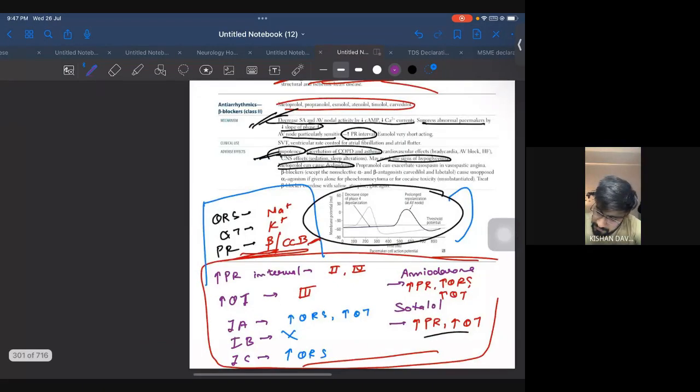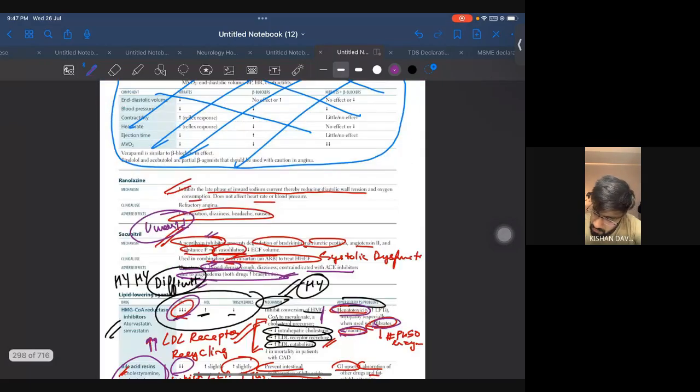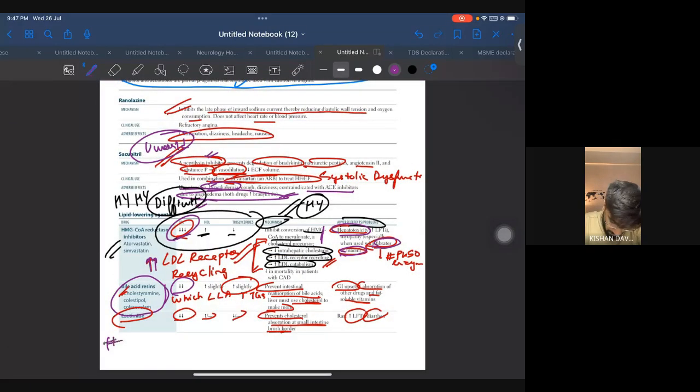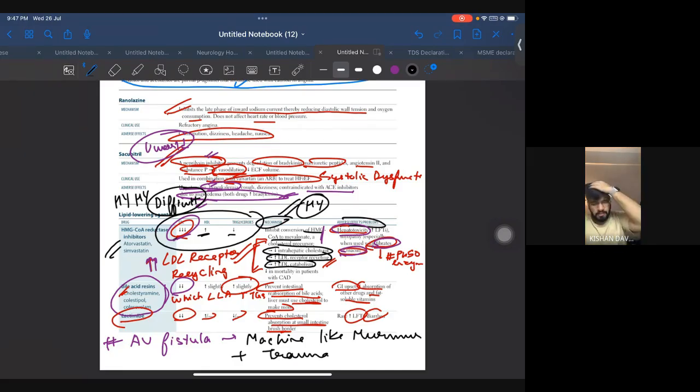Another thing. I'm writing over here: AV fistula. It also gives a machine-like murmur. Okay, machine-like murmur is also seen in PDA. But what is the difference here? A trauma situation will also be given, like surgery or accident or something like that. Most commonly they will give surgery. There is a trauma, and after that you are hearing the machine-like murmur. Your answer will be AV fistula and not PDA. Okay, so this is important.